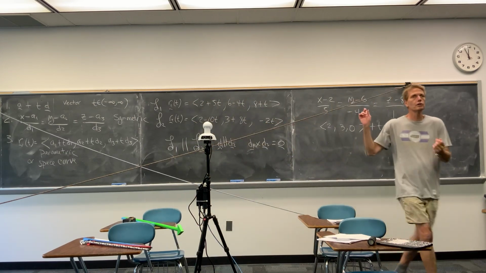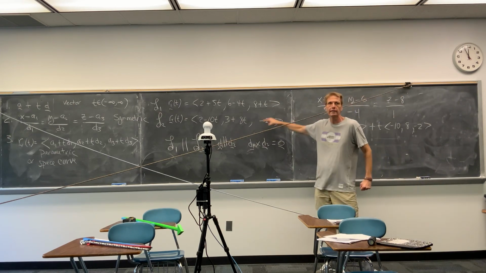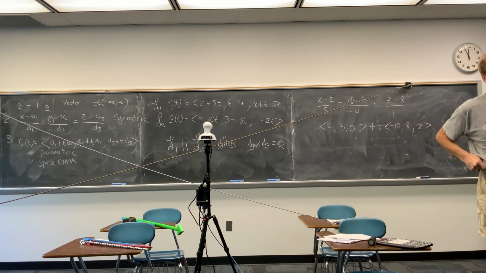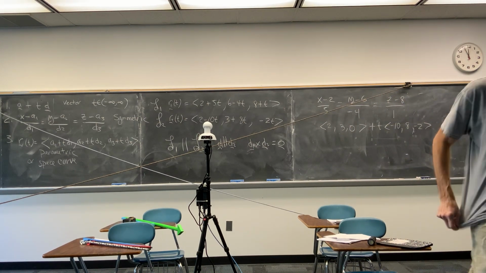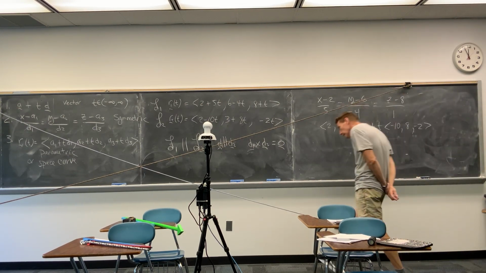Okay, now go to the two lines we have here that we just plotted. We've got this line and this line. Find your two direction vectors of those two lines and take the cross product and see what you get.